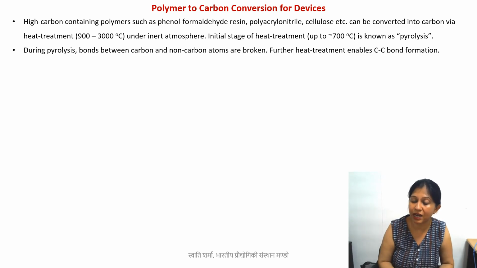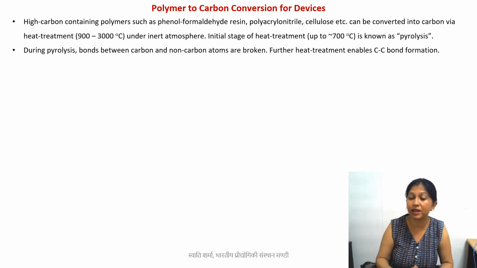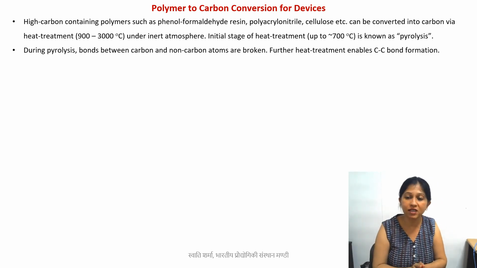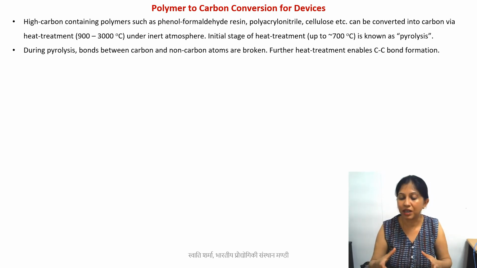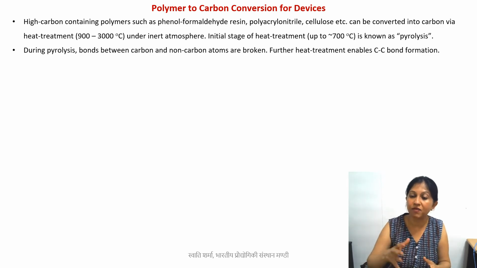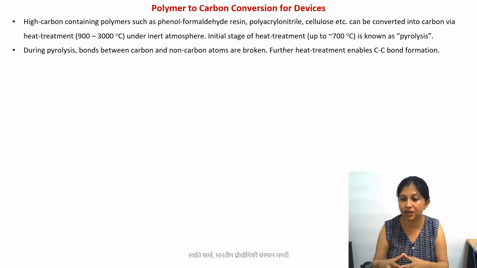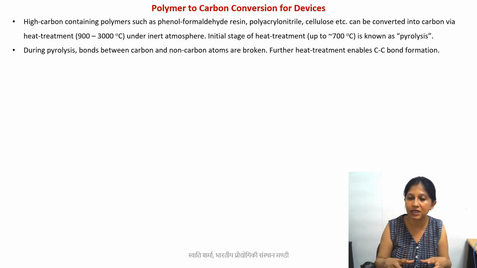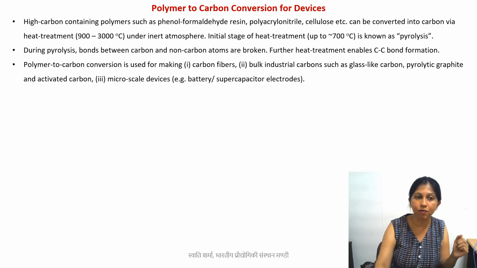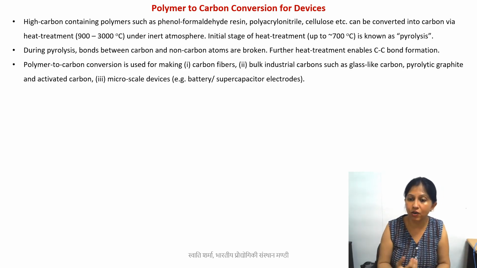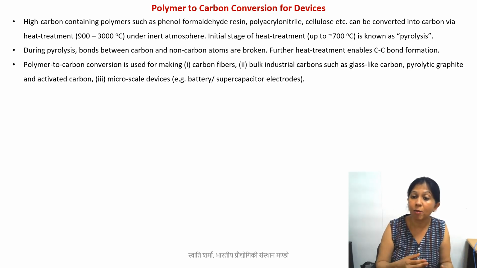For example, phenol formaldehyde resins, they will never give you graphitic carbon. They will always give you something which is still disordered material. So it will shatter on breaking. It will be physically amorphous. These carbons are normally known as glass-like carbons or activated carbons, depending upon their surface properties and the mechanism of carbonization. So these are the different types of carbons you can get from the heat treatment of polymers. Okay. Now you already know that you can make carbon fibers using this process. You can also get bulk carbons, and you can also get micro scale devices.